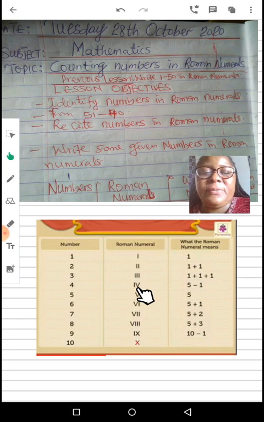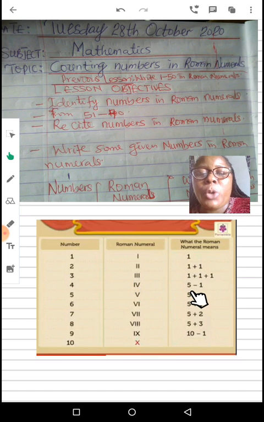IV is 4. And here you notice that I comes before V. I is smaller than V, so you take away. That's what we are saying, that when the smaller number comes before the bigger number, you take away. So that should be V, which is 5, take away 1. That will give you IV, 4.